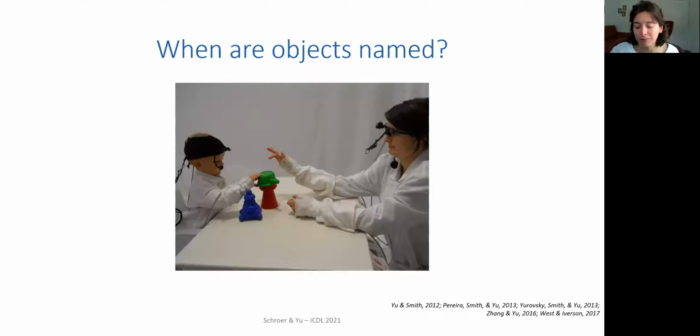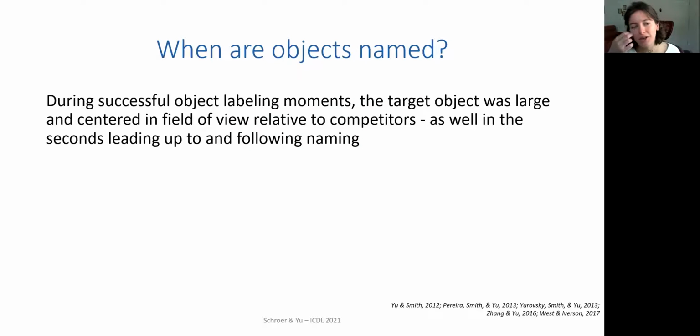The object view is an important part of word learning, but we also need to understand when objects are actually being named. Other work has shown that during successful object labeling moments, or when parents talk about the object that the infant learned the name of, that target object was more likely to be big and centered in the field of view compared to other objects, both during the naming moment as well as in the seconds leading up to and following naming.